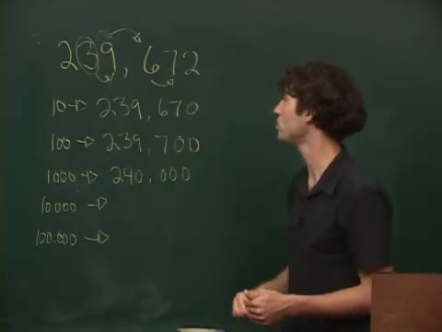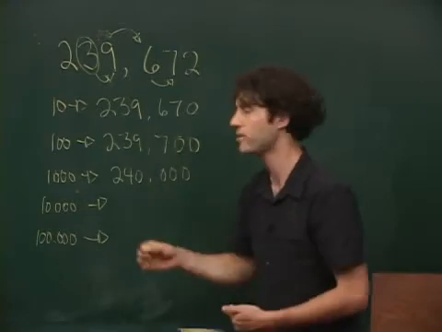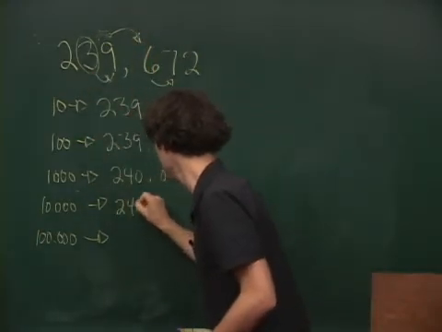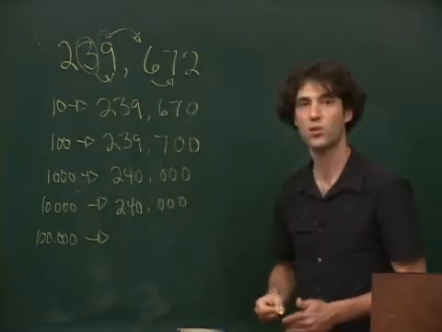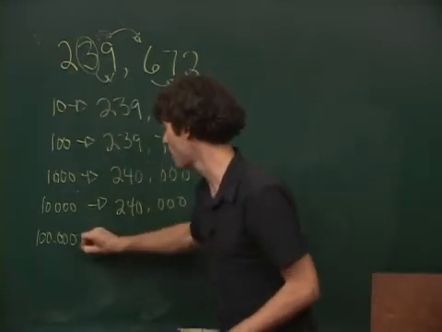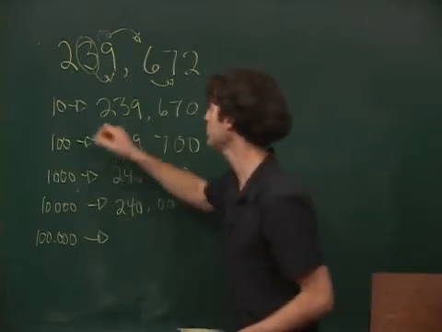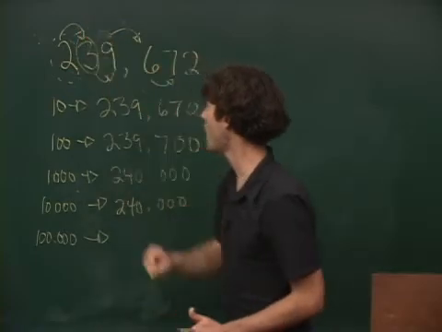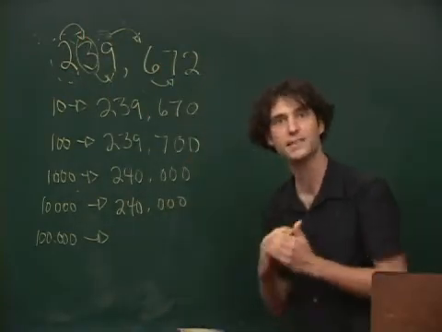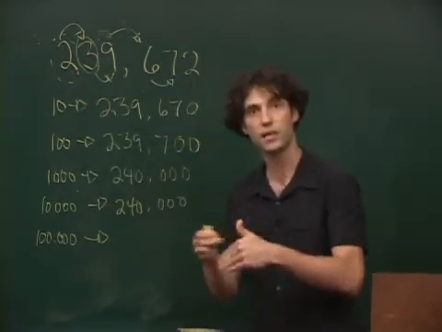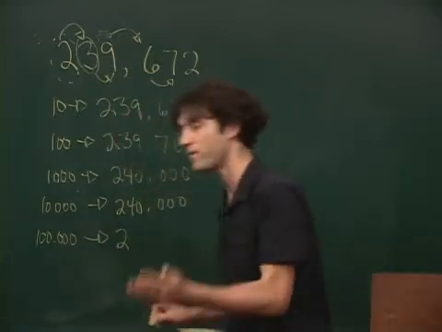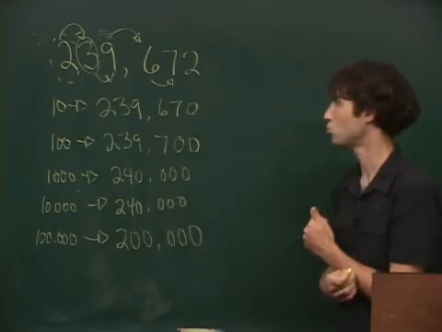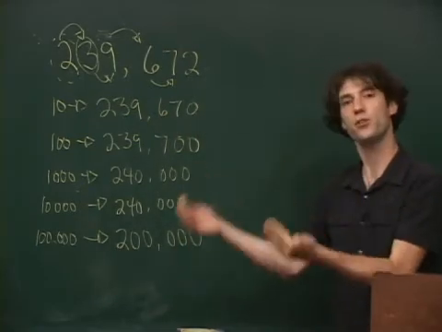And here, if we want to round to the nearest 10,000, we'll look at the 10,000 column, look at the number on the right, which is a 9, which is greater than 5, so the 3 will go up to a 4, to 240,000 again. And if we want to round it to the nearest 100,000, we look at the 100,000 column, look at the number on the right, it's a 3, which is less than 5, so the 2 will stay at 2. And everything else will just become zeros.